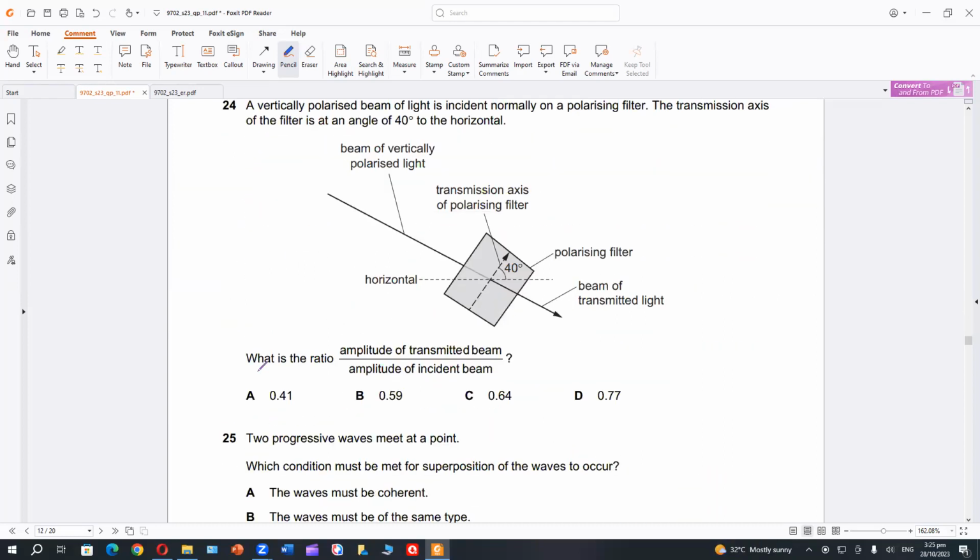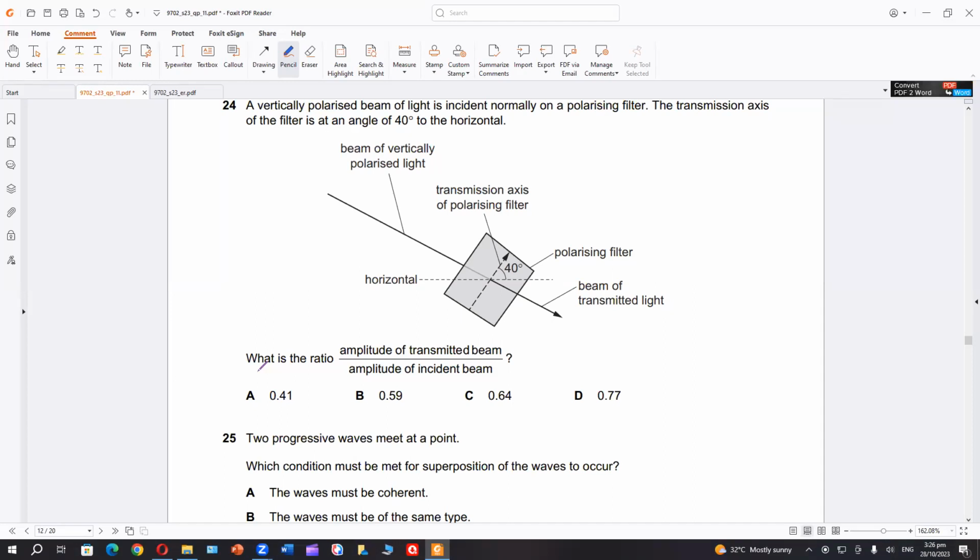A vertically polarized beam of light is incident normally on a polarizing filter. The transmission axis of the filter is at an angle of 40 degrees to the horizontal. Here is the transmission axis of the polarizing filter, the beam of vertically polarized light, and this is the horizontal axis, and the beam of transmitted light. What is the ratio of amplitude of transmitted beam upon amplitude of incident beam?